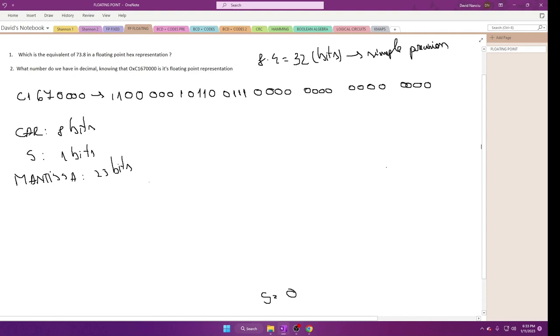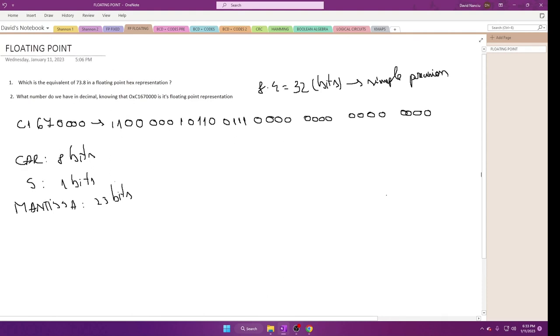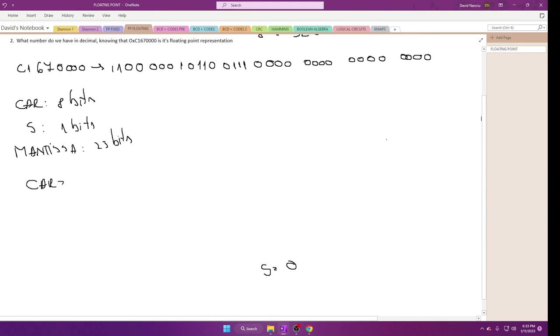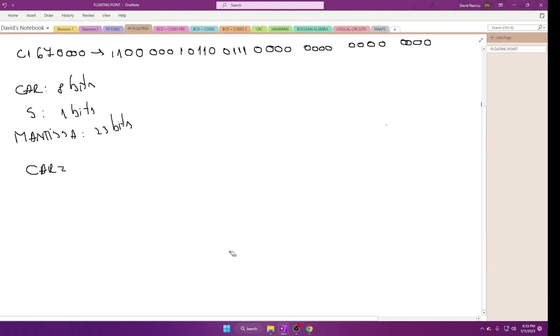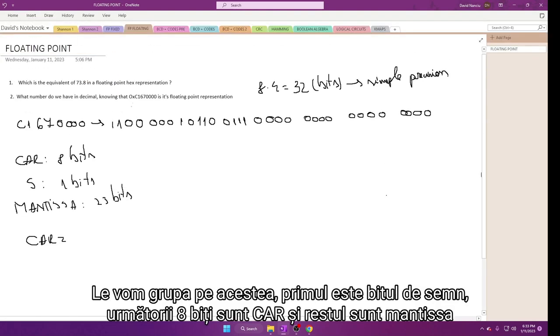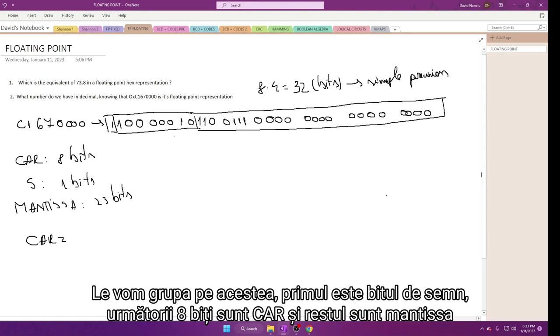Okay, let's group them actually. I will erase this, I forgot to erase it. This is the sign bit, we'll count 8 bits now, 1, 2, 3, 4, 5, 6, 7, 8. 8 bits right there, and the rest of them obviously are the mantissa. Sign, exponent, and mantissa. Great.